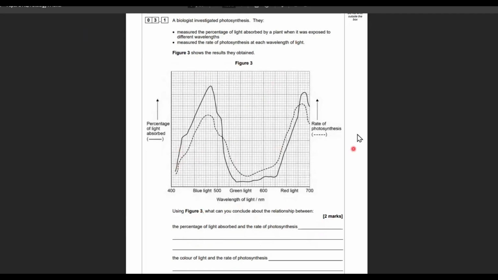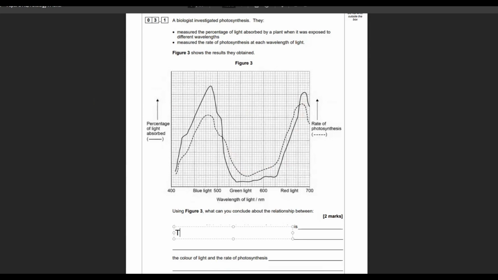We can see that the percentage of light absorbed is the solid black line. And as this goes up, so does the rate, the dashed line of photosynthesis. As it goes down, so does the dashed line, which shows us that the percentage of light absorbed has a positive correlation with the rate of photosynthesis. I don't want to say they're directly proportional because that would mean they go up in exactly the same pattern, and it's not perfect, is it? But roughly, they go up together, they go down together.